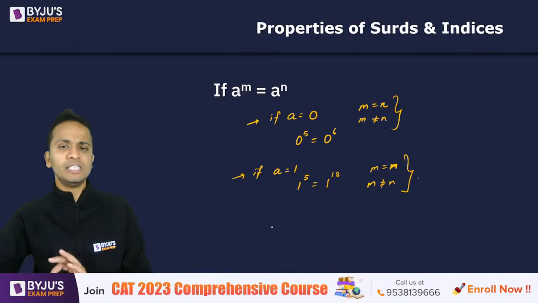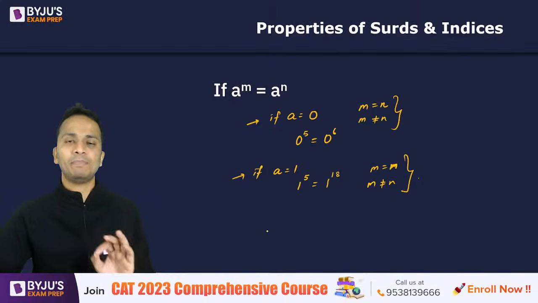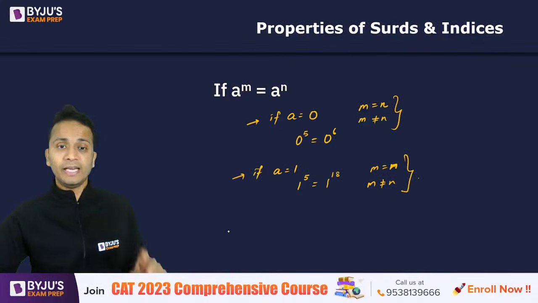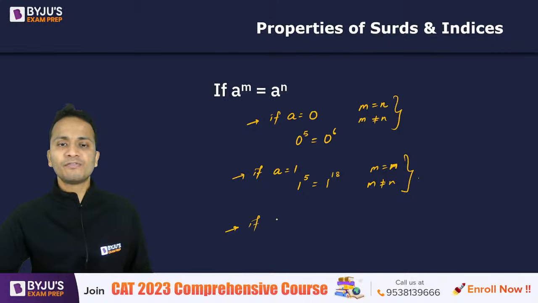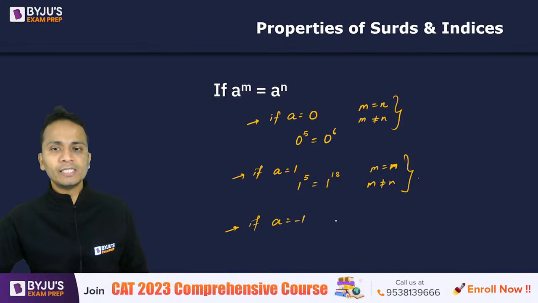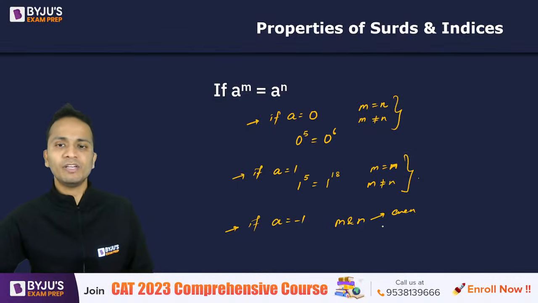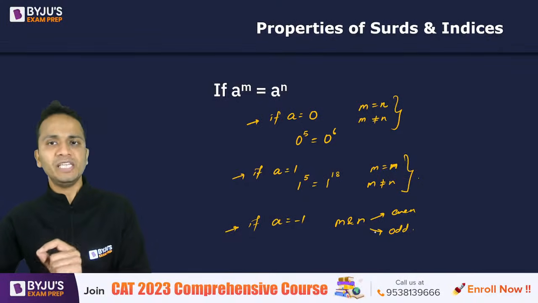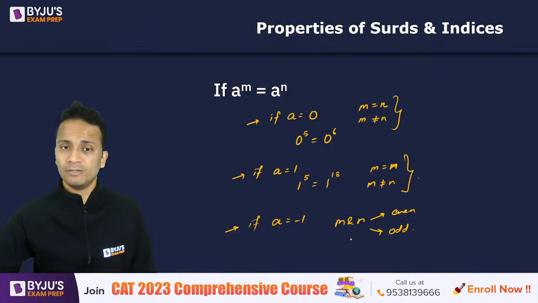All right, so any of these things can possibly happen. Now the third exception, if A is equal to -1. In this case, either both M and N should be even, or both of them should be odd, right?